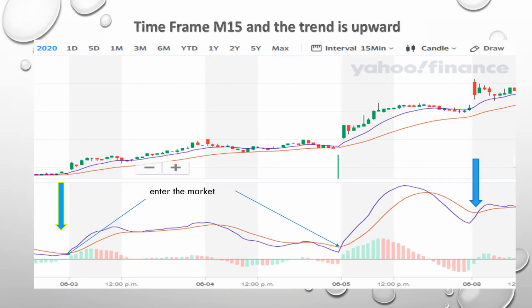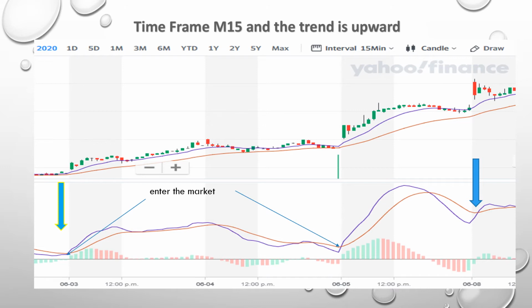This is exactly the same chart as the previous one. The only difference is each candle represents 15 minutes of trading, since the time frame is M15. And the distance between the two arrows is also a 5 day trading period.